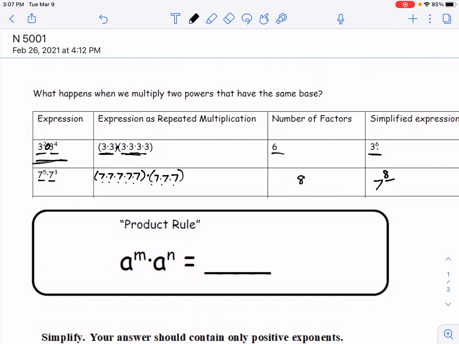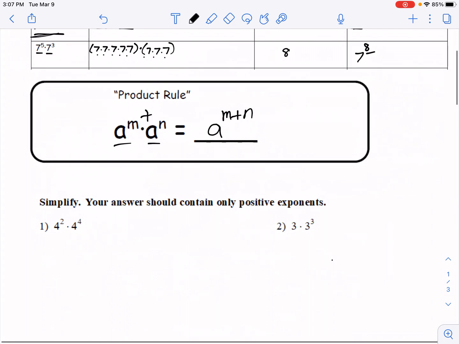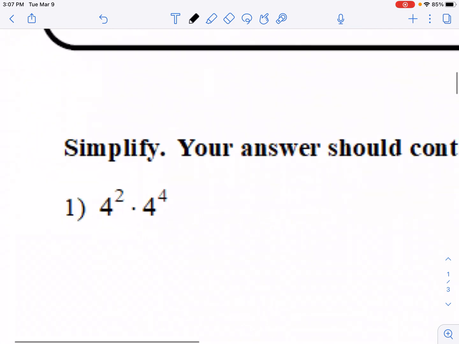That's called the product rule, which says I can add the exponents when we multiply with the same base. So I can add the exponents together when we multiply with the same base, and that's going to be our solution. So let's look at these here. If we have the same base of 4, I can add the 2 and the 4 together to get 4 to the 6th power.